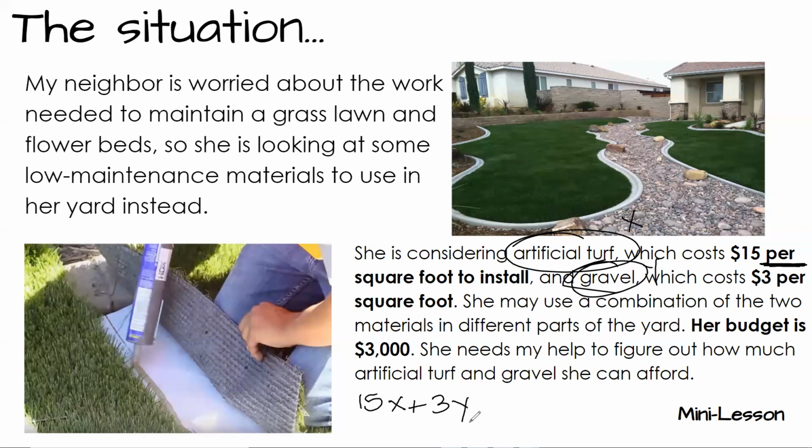And how much money can we spend up to? 3,000. Now, is that going to be less than 3,000, greater than 3,000, or equal to? Less than or equal to, because we could spend less than $3,000. We could save money. That would be okay. But we cannot spend more than 3,000.